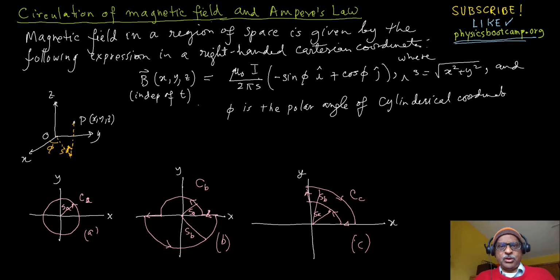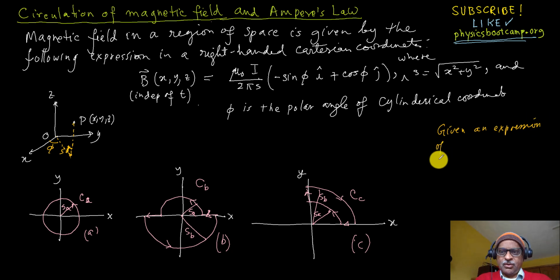Hello, welcome to our first problem in Ampere's law. First we're going to learn how to calculate circulation of a magnetic field. So this is an exercise: given a magnetic field, given an expression of the magnetic field, which is a vector, right? A vector field, magnetic field.